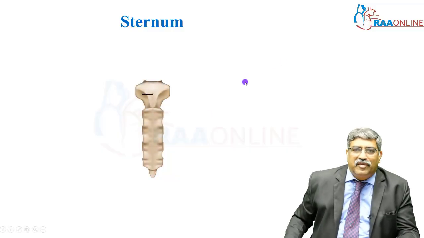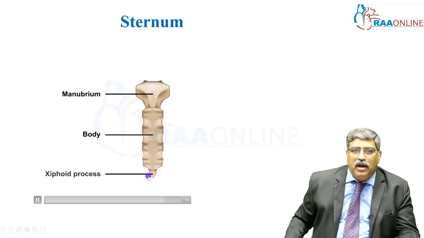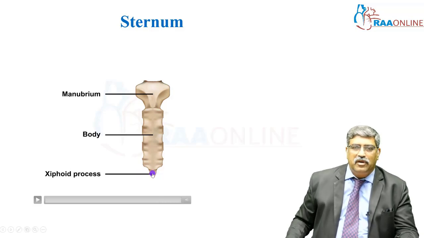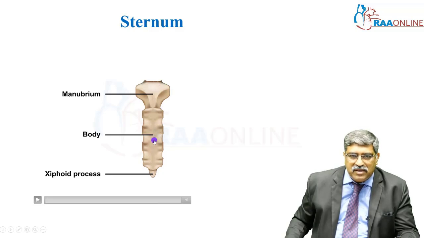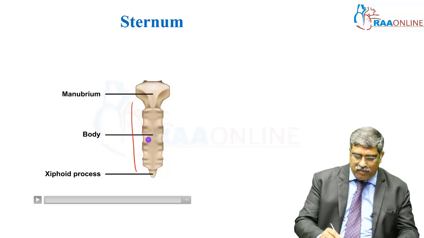Anatomical structure. First, you have to know the anatomy of the sternum. It consists of three parts. The top part is called the manubrium, the middle part is called the body, which is the main part, and the lower part is called the xiphoid process. Now this is the sternum. Parasternal means on either side, so you are going to block on either side of the sternum.